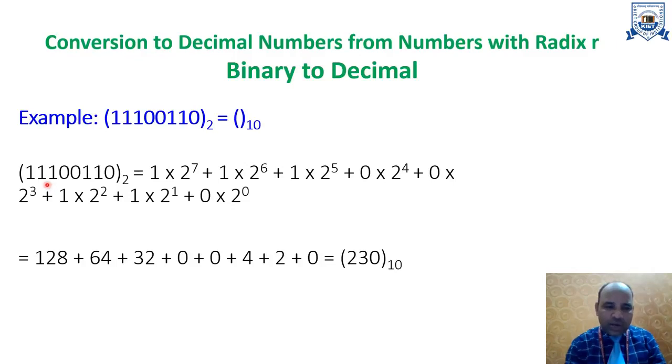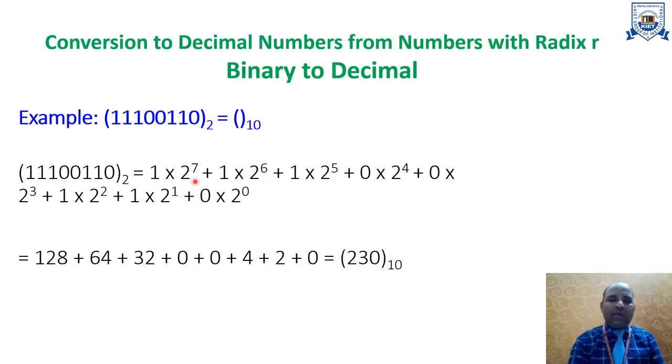Again the next digit is 1. So 1 multiplied by the next weight, which is 2 to the power 6. Then 1 is multiplied by 2 to the power 5. Then the next digit of the number is 0. It is multiplied by the next weight, which is 2 to the power 4. Then 0 is again multiplied by the weight 2 to the power 3. Then 1 gets multiplied by 2 to the power 2. Then 1 gets multiplied by 2 to the power 1. And finally the rightmost 0, which is having a weight of 2 to the power 0, gets multiplied.